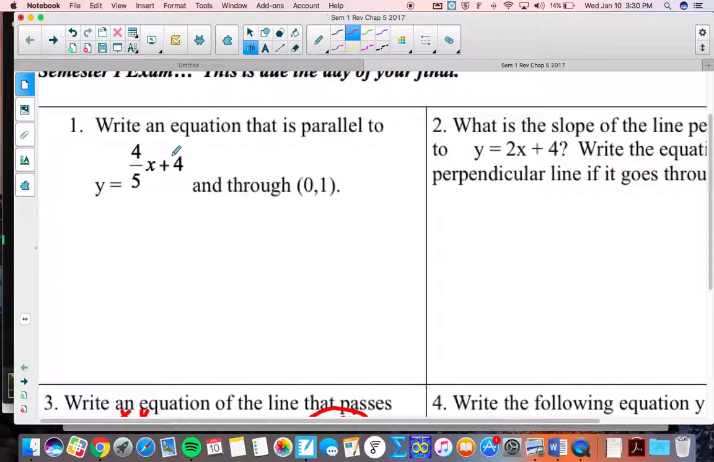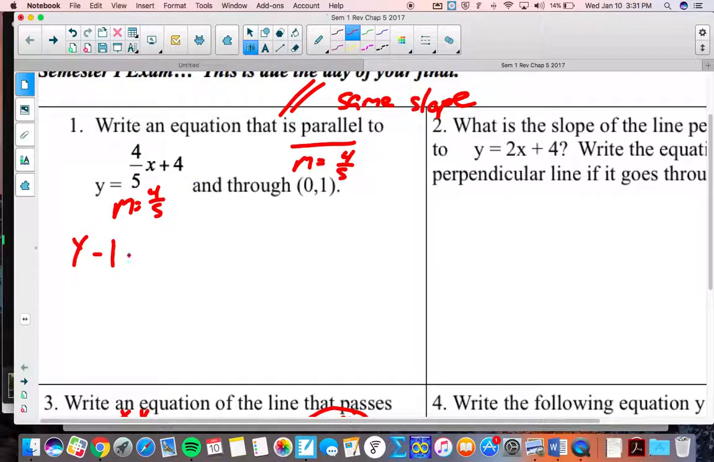Number 1 says write the equation of a line that's parallel. Parallel lines have the same slope, or equal slopes. Write the equation of a line that's parallel to this one and goes through this point. So this first line has a slope of 4/5. So the slope of our line that goes through this point is also going to have a slope of 4/5. So we can use our point-slope form here.